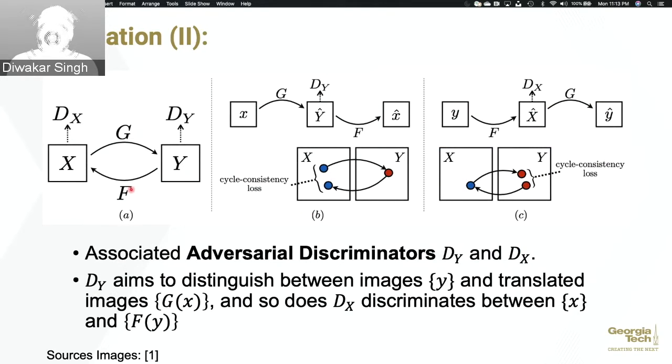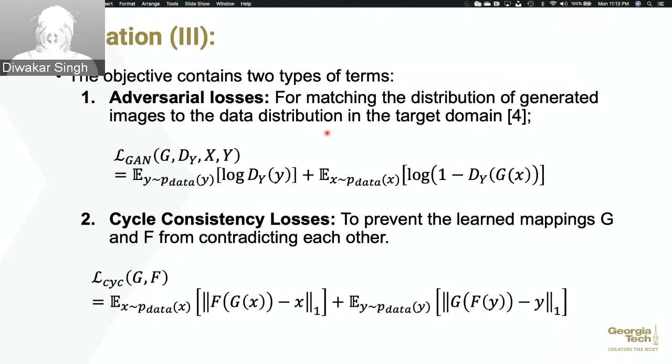Now, associated with this model are two adversarial discriminators, DY and DX, whose aim is to distinguish between the real images and the translated images G(x), and similarly DX. So now our objective contains two types of terms. We have adversarial losses, where we try to match the distribution of the generated images to the data distribution in the target domain. So this comes from the standard GAN formulation.